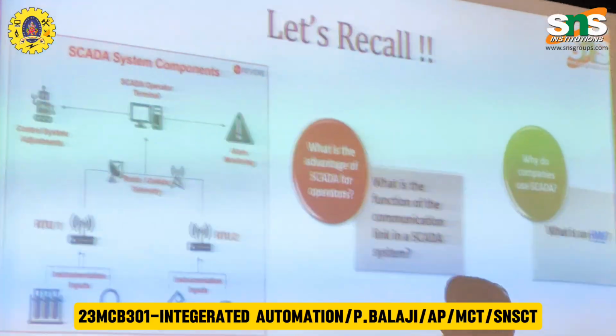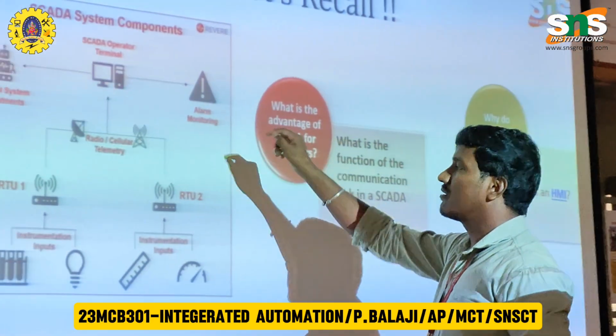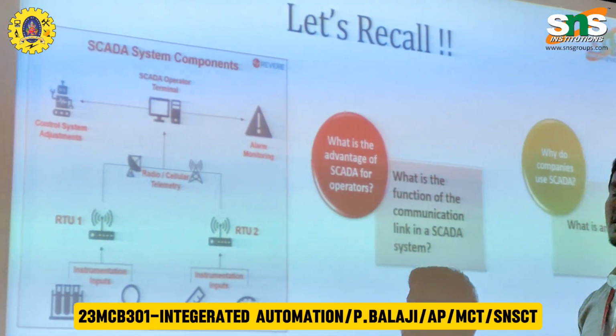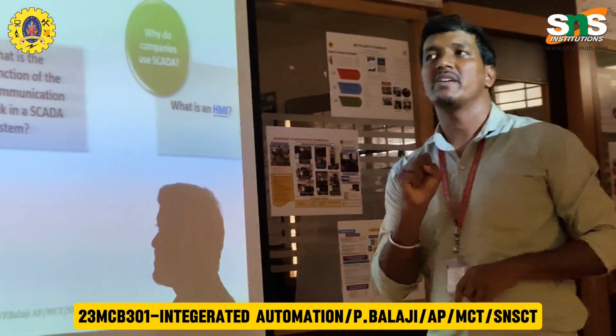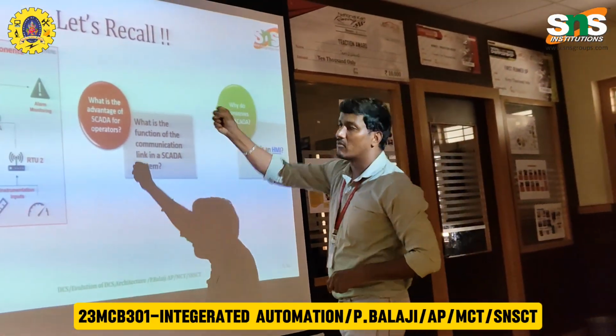And then alarm monitoring. Alarm monitoring is used to control disorders and for specific parameter control. We can use alarm monitoring systems.